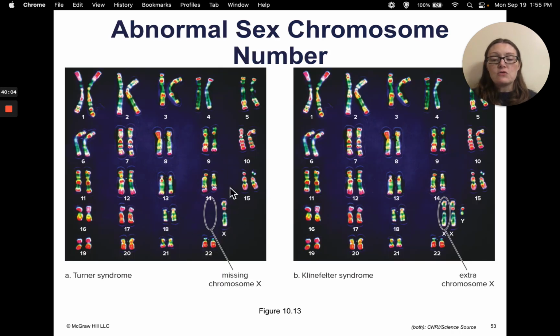Some abnormal sex chromosome numbers. Again, usually the sex chromosome is determined at number 23. In this case, the X is missing, so this would be X0, which would be Turner syndrome. Here is Klinefelter syndrome, which has 2 X chromosomes plus a Y, so it's got that extra chromosome there that is still giving this individual male appearances, but with some extra female hormones as well.